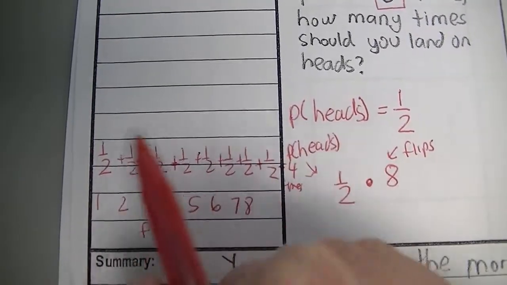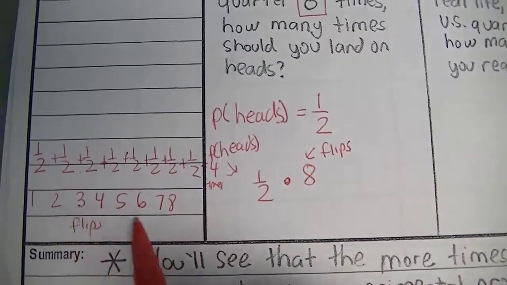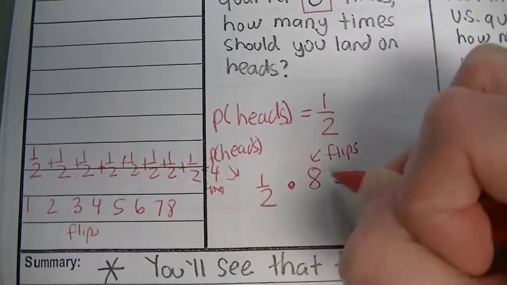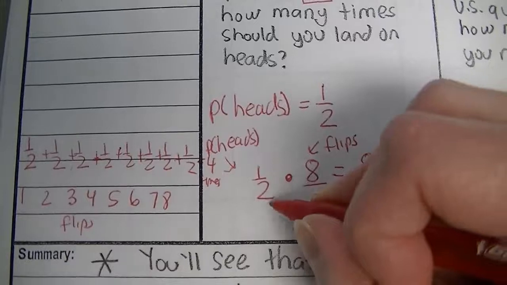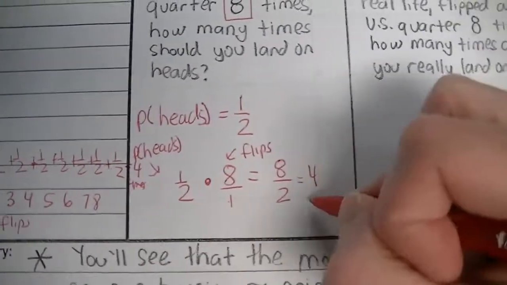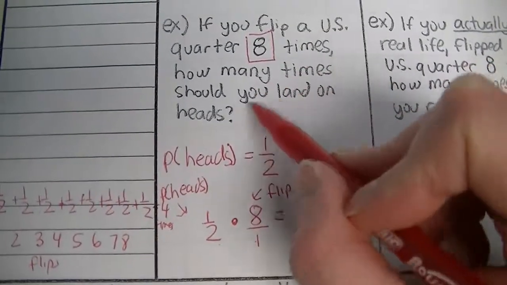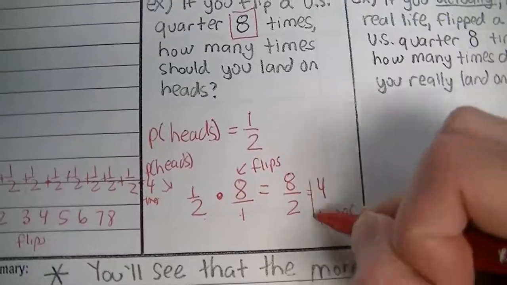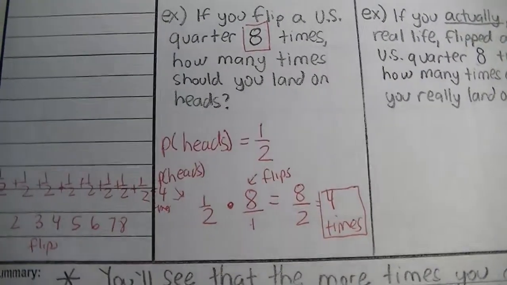So instead of doing repeated addition, we can just multiply. So that's where I got the 8 from, the 8 flips right there. And I'm going to just go ahead and multiply straight across. 1 times 8 is 8. 2 times 1 is 2. 8 divided by 2 is 4. 4 times. Okay? That answers our question. How many times should you land on heads? 4 times. Using theoretical probability, okay?